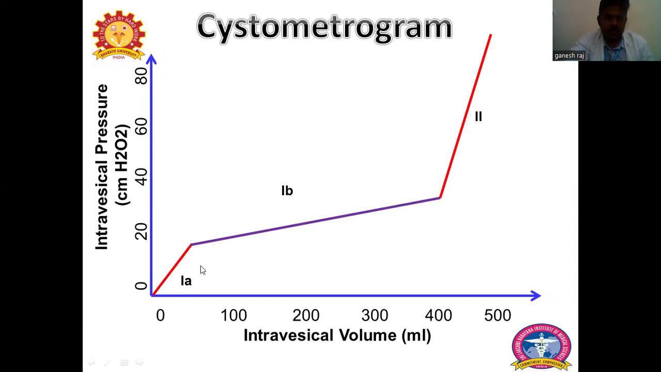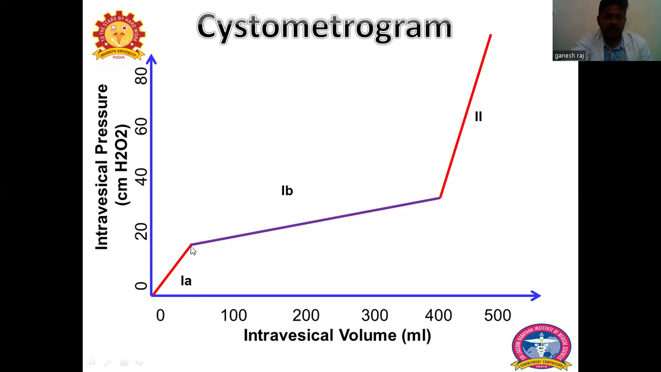Okay, in phase 1A, what they found out is initially when the bladder is empty, it is having zero volume. So at that point, when you infuse 50 ml of water, the bladder pressure has increased from 0 to 10 centimeter of water. So phase 1A represents when the bladder volume is increased from 0 to 50 ml, the bladder pressure has increased from 0 to 10 centimeter of water.